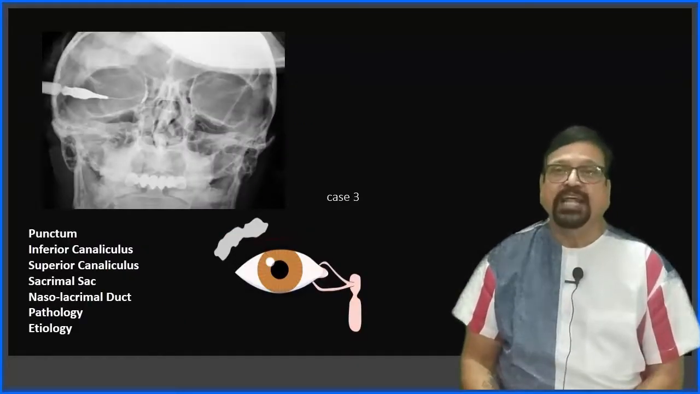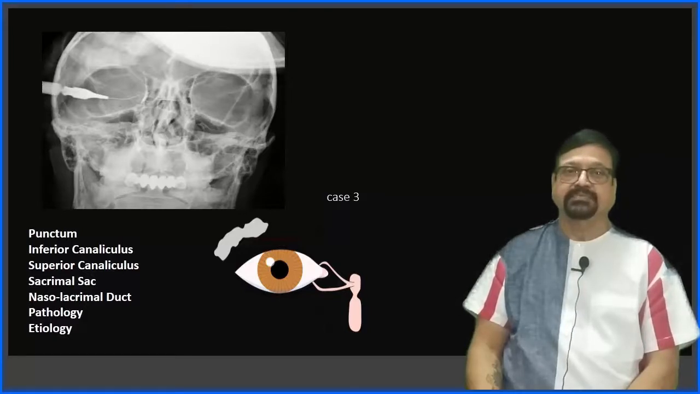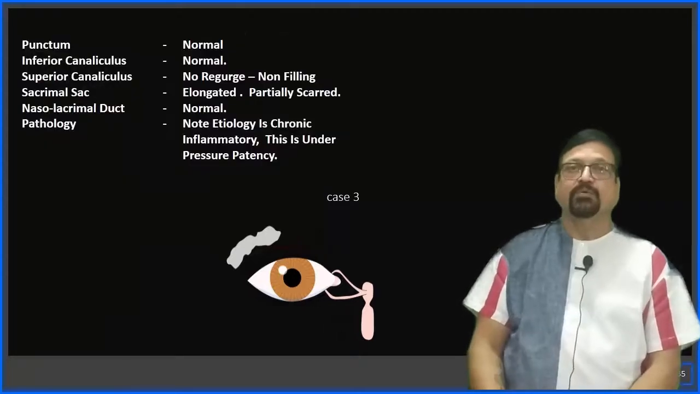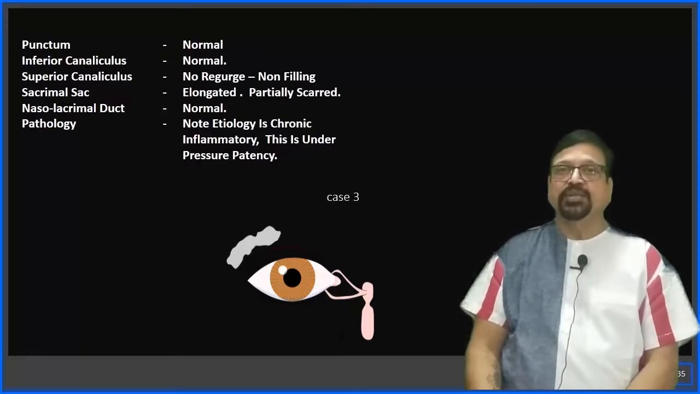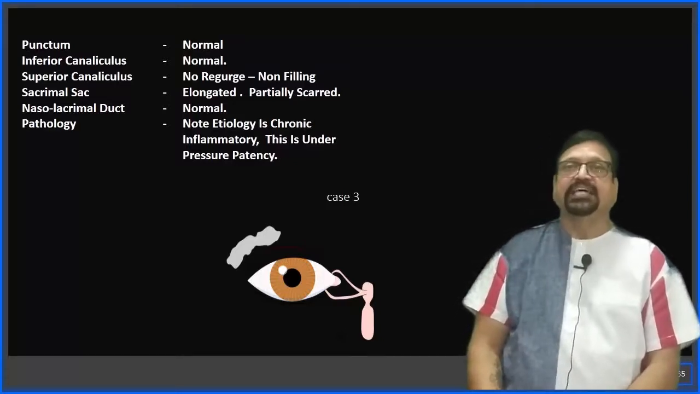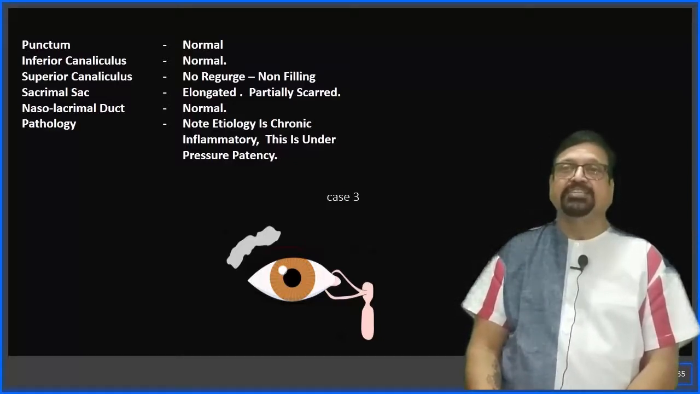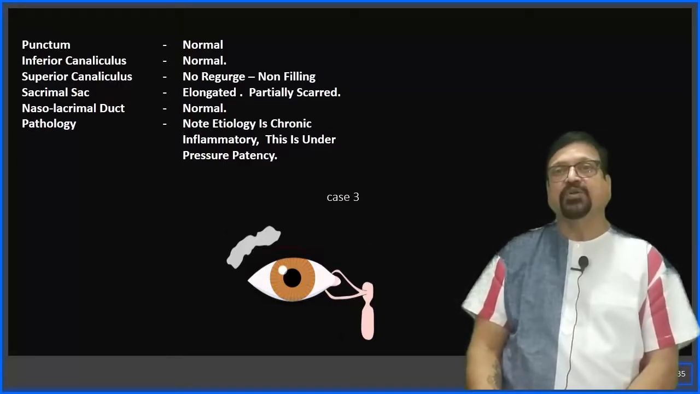Now we come to another case. 10 seconds I am giving you to interpret. See now, punctum is normal, inferior canaliculus is normal, then there is no regurgitation from the superior canaliculus, then the sac is elongated, partially scarred, then the nasolacrimal duct is normal, so the etiology is chronic inflammatory.